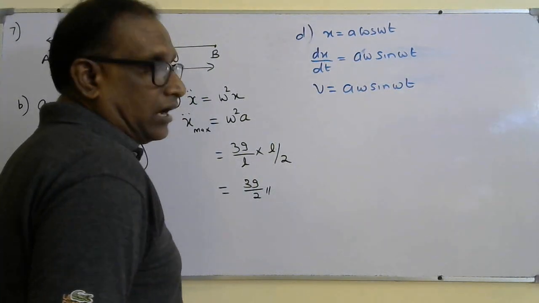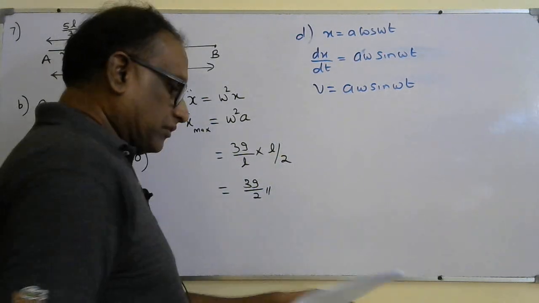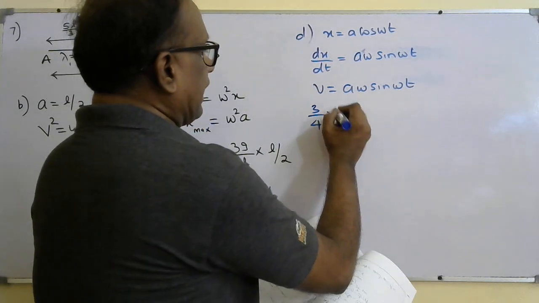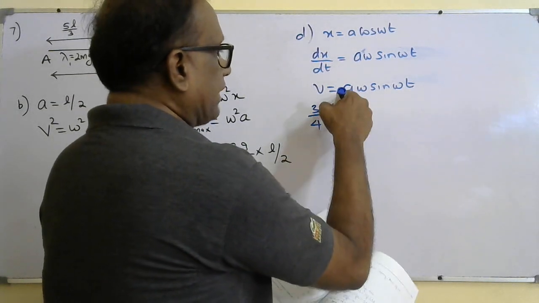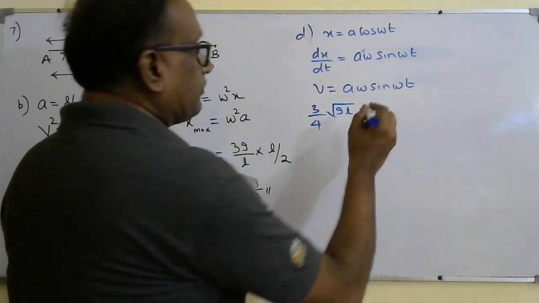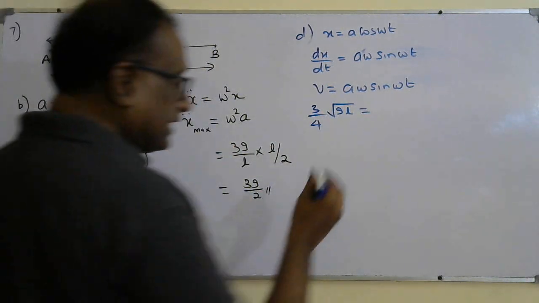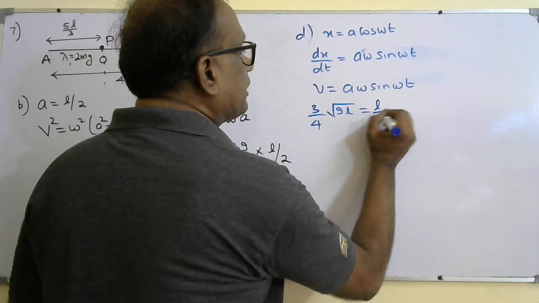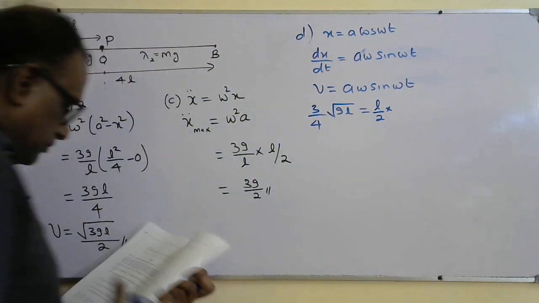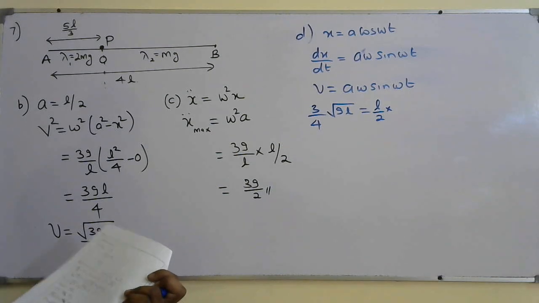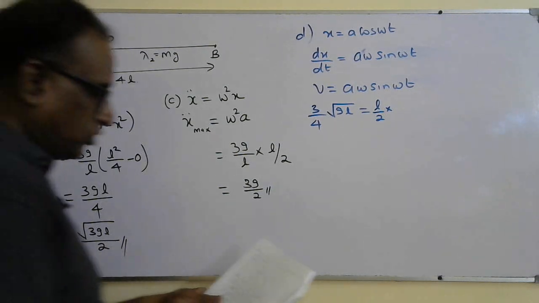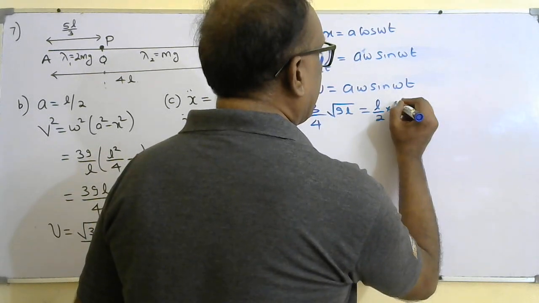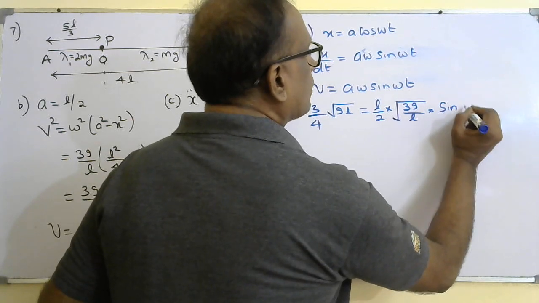At what time will the speed become 3 by 4 square root of GL? So 3 by 4 square root of GL is equal to A, that is the amplitude, we already found it. We already said it's pulled through L by 2 and released. So from the equilibrium position, if you pull it through a particular distance and release, that will be the amplitude. So L by 2, times omega, we found the omega, that is square root of 3g over L, into sine omega t.